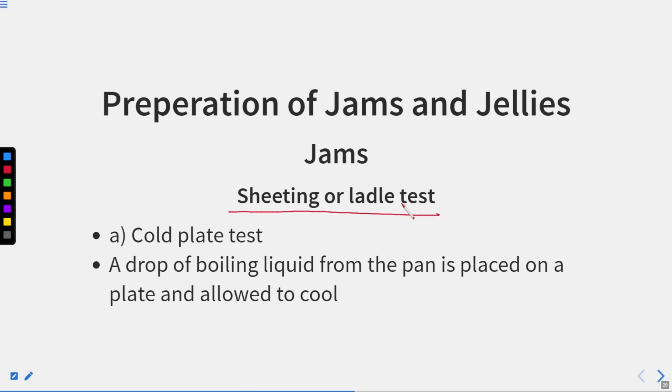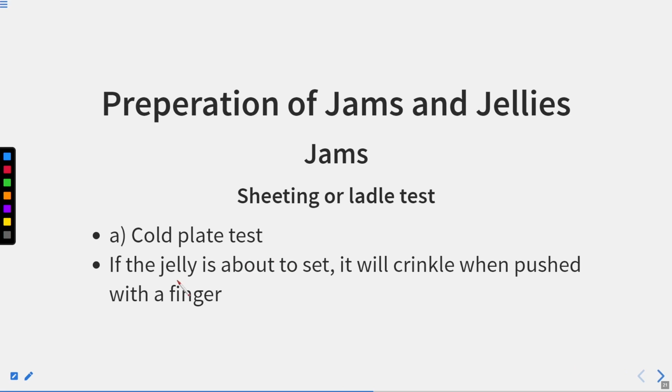Sheeting or ladle test, and the cold plate test. A drop of boiling liquid from the pan is placed on a plate and allowed to cool. In this cold plate test, the boiling liquid taken from the pan is allowed to cool, right? If the jelly is about to set, it will crinkle when pushed with the finger. So if it is going to set in the form of jelly, then it will crinkle. This shows that it is prepared.